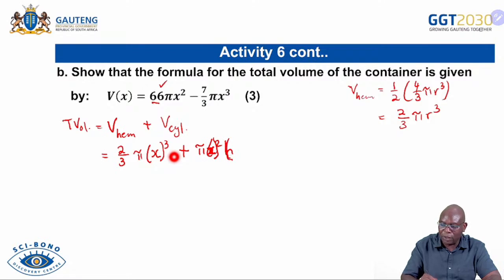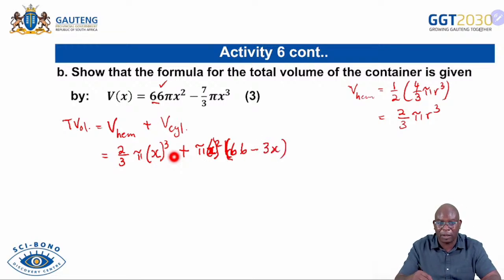My height, I know what my height is. It's going to be 66 minus 3x, because it's the total, I need the whole thing. Now, in this case, yes, it's 3x. Remember, I need only the cylinder, the sphere is already there.